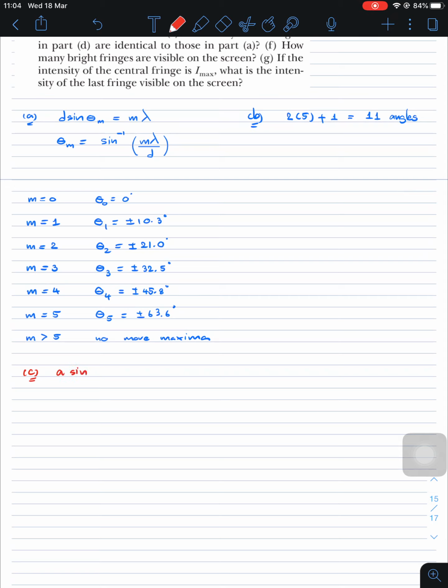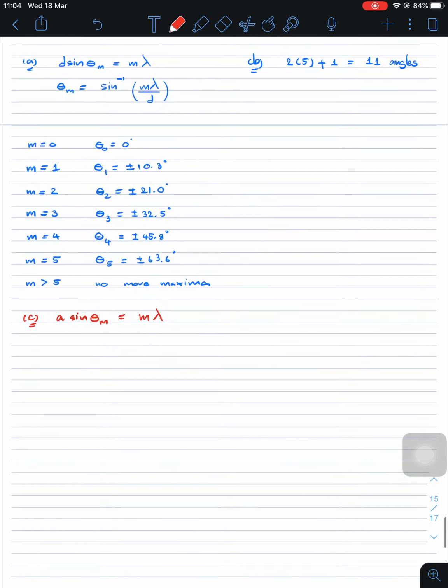sin θ_m equals m times λ, right? Or we can get that θ_m is going to be equal to the arcsine of m times λ over a. Okay.